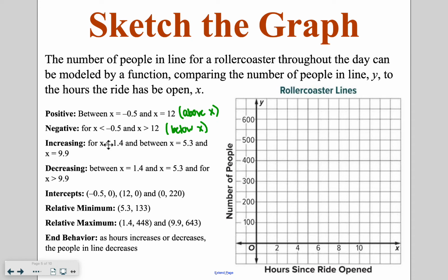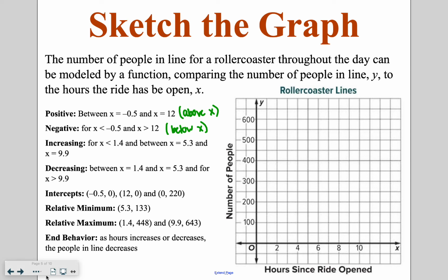It tells us that it is increasing for anything smaller than 1.4, and also increasing between 5.3 and 9.9. It's decreasing between 1.4 and 5.3, and then decreasing after 9.9. It gives us, in this case, the intercepts.